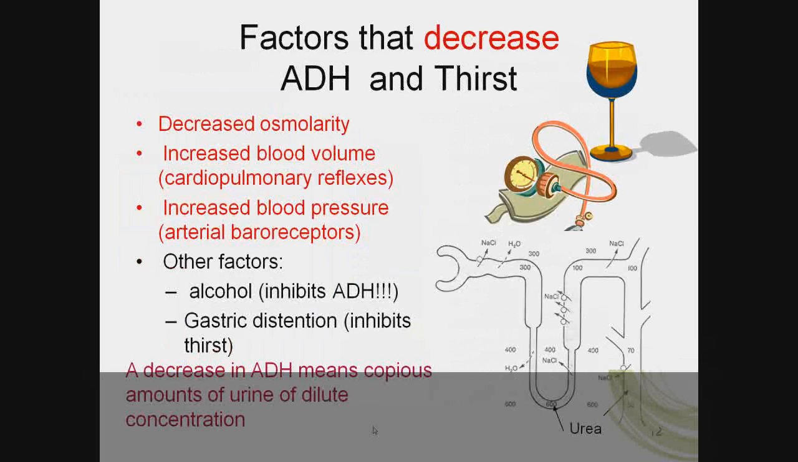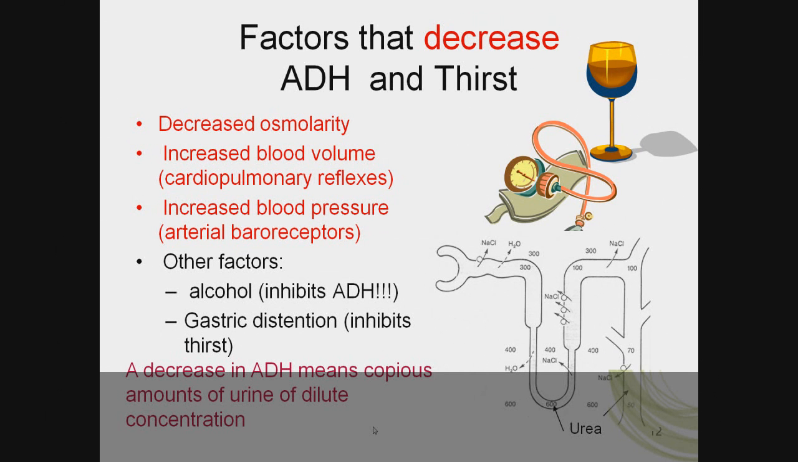Conversely, things that decrease ADH will in turn decrease thirst. If you have increased blood volume, maybe you've consumed too much water and you have too much blood volume and you have too much blood pressure, and from all this excessive water that you consumed, you have decreased blood osmolarity. All of those things are going to decrease ADH. The last thing you want to do is retain more water and seek out more water.